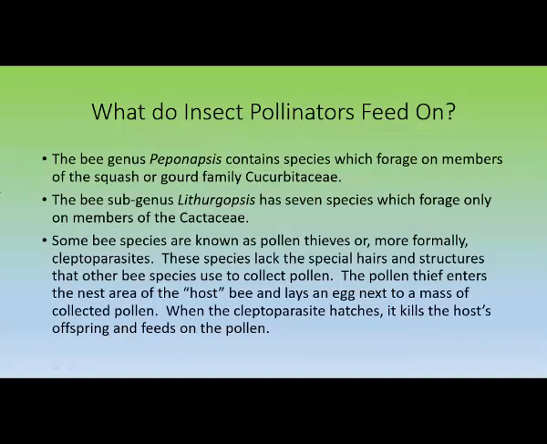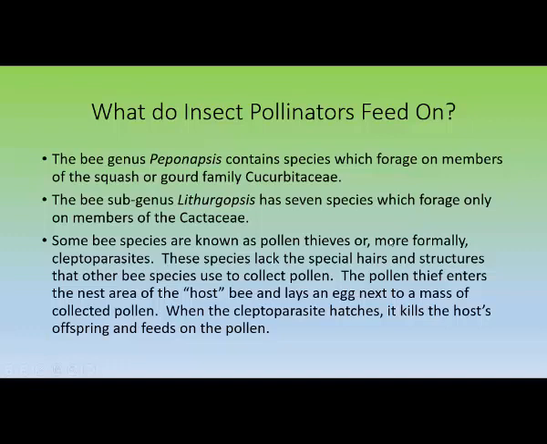Okay, some of the bees. If you ever find a gourd or even a domestic squash in your garden, you get up in the morning and you look in there, you might see some of these squash bees, and they'll overnight in there. Some of these bee groups are just foraging on certain Cactaceae.